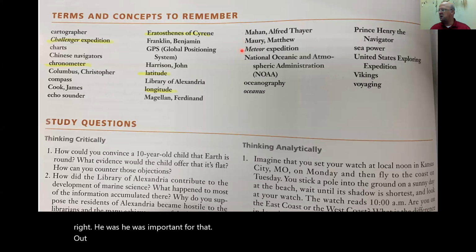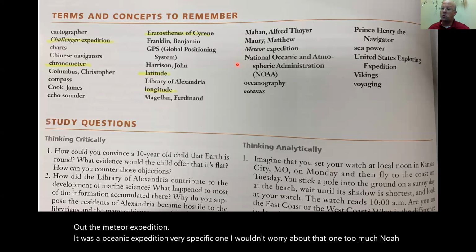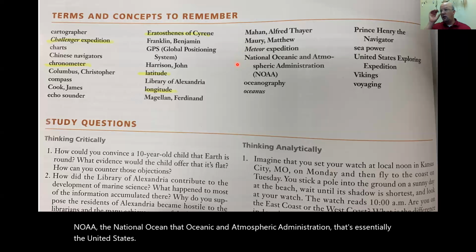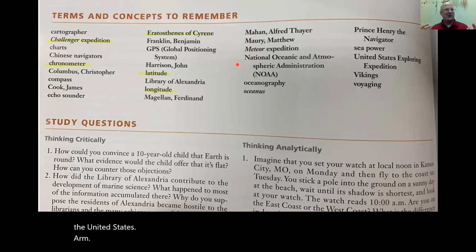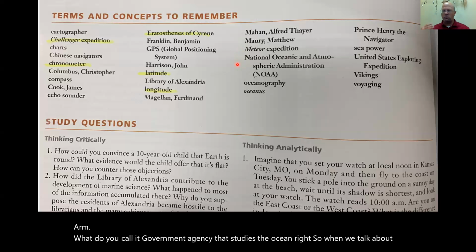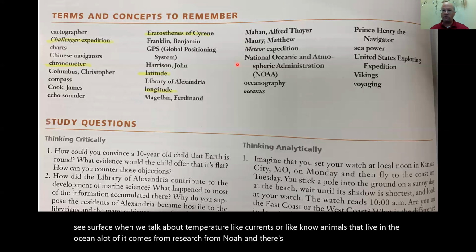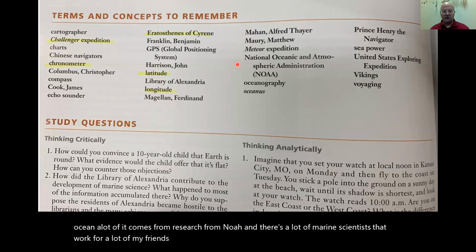The Meteor expedition, it was an oceanic expedition, a very specific one. I wouldn't worry about that one too much. NOAA, the National Oceanic and Atmospheric Administration, that's essentially the United States government agency that studies the ocean, right? So when we talk about sea surface temperature, currents, or animals that live in the ocean, a lot of it comes from research from NOAA. There's a lot of marine scientists that work for NOAA. A lot of my friends work for NOAA, and they study all different parts of the ocean. We'll talk about that later.